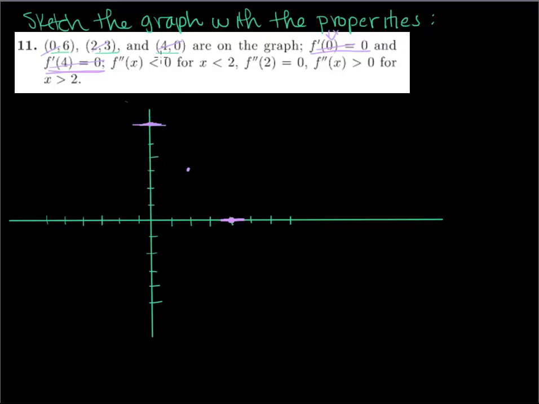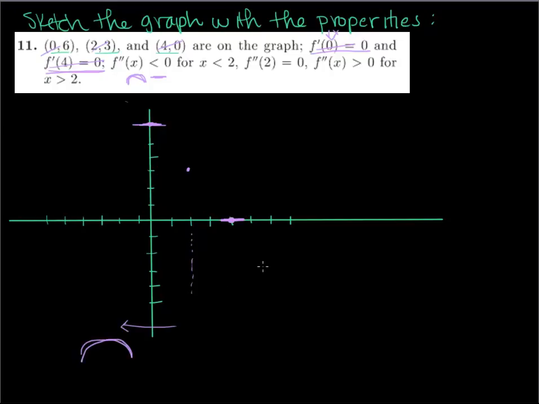And here's where it's going to tell me that. This says the second derivative of the function is less than 0. That means it's negative, which means it's concave down, for all x less than 2. So from here over, I know I'm going to be concave down.